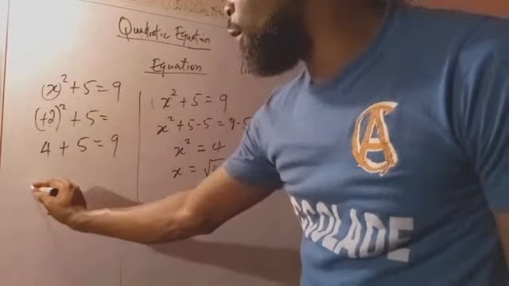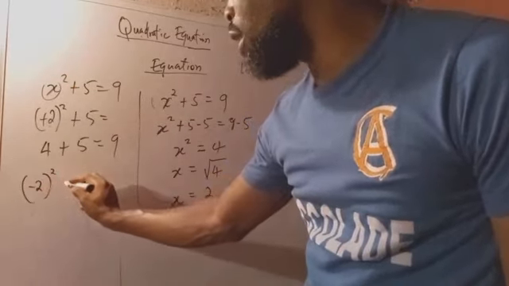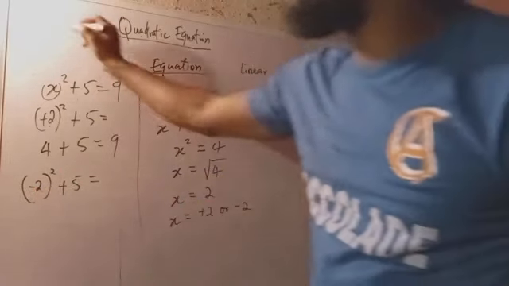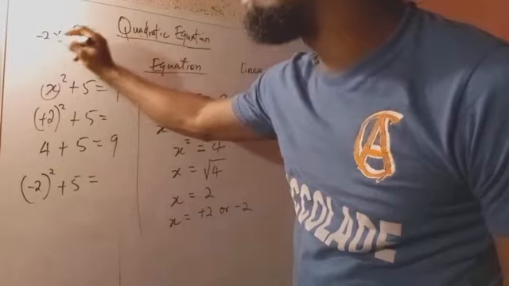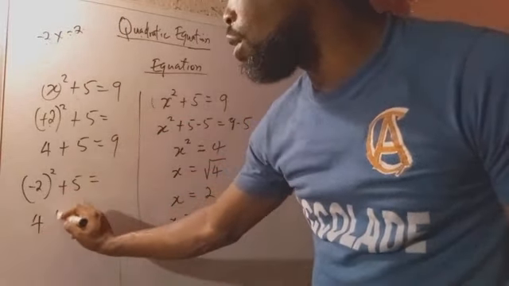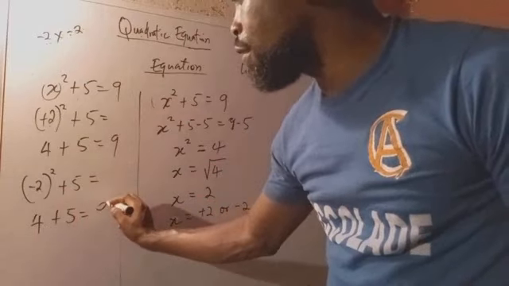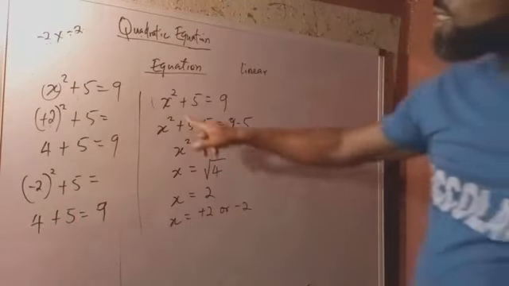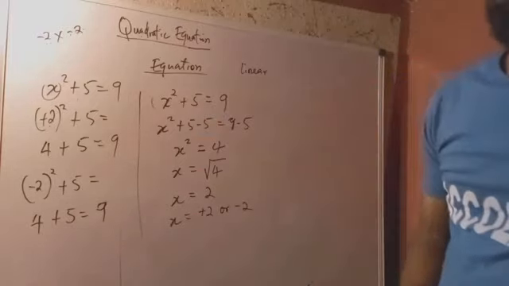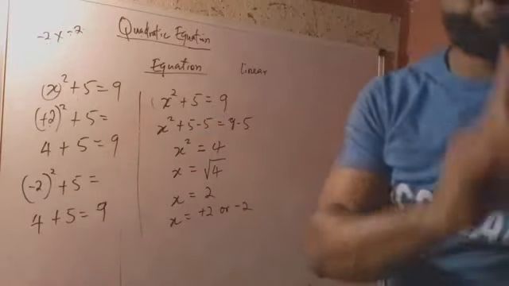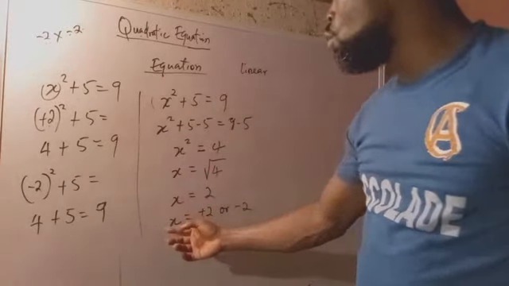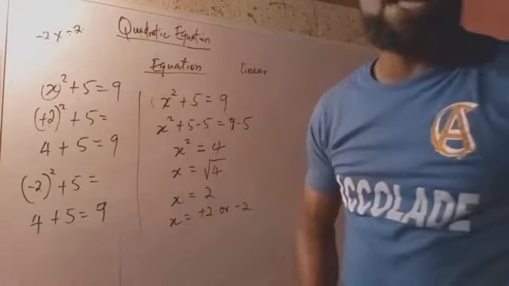So let's also check for minus 2. Minus 2 squared plus 5. Minus 2 squared is the same thing as minus 2 times minus 2. Minus times minus is plus. 2 times 2 is 4. So I have 4 plus 5, and that gives me what? 9. So that means that in this quadratic equation, I have two values. So in a linear equation, when you solve, you often have one value as the answer. In a quadratic equation, you will always have two values as the answer.